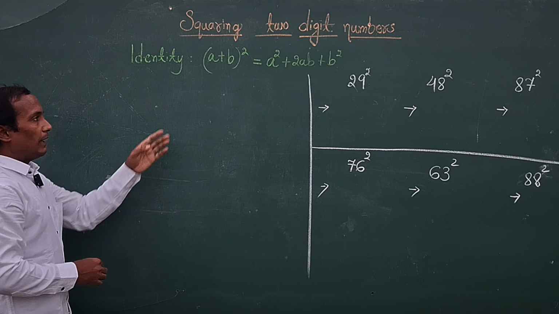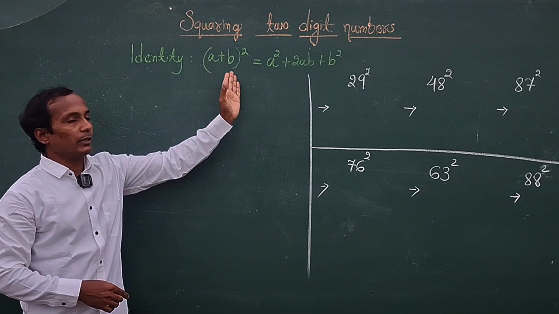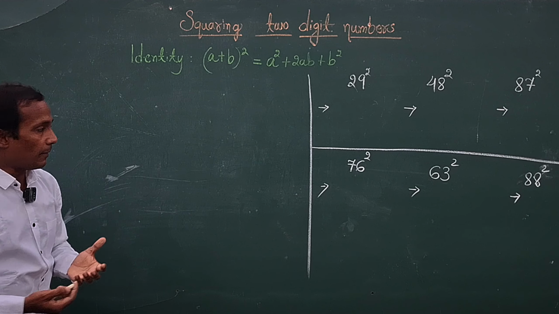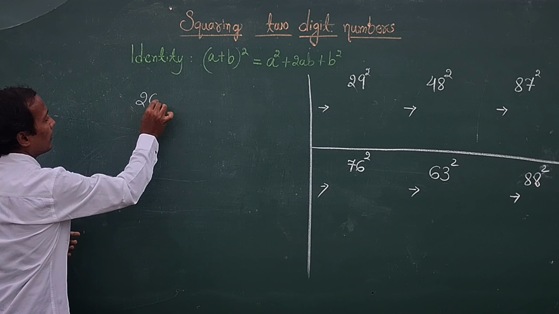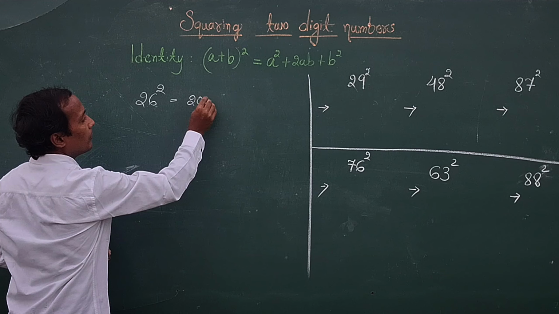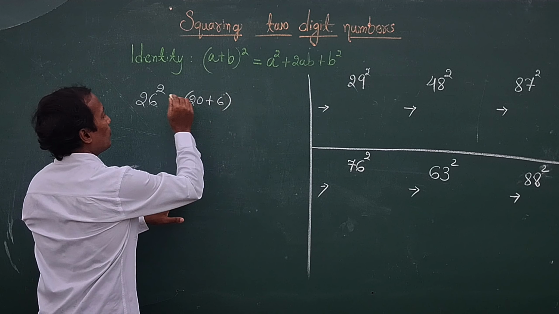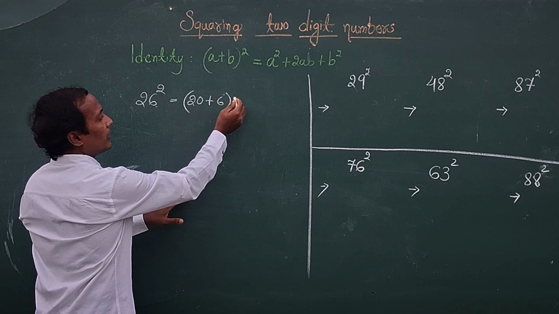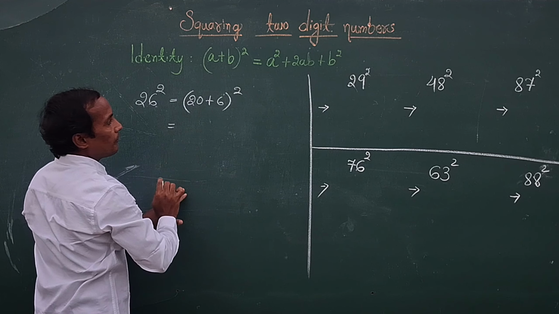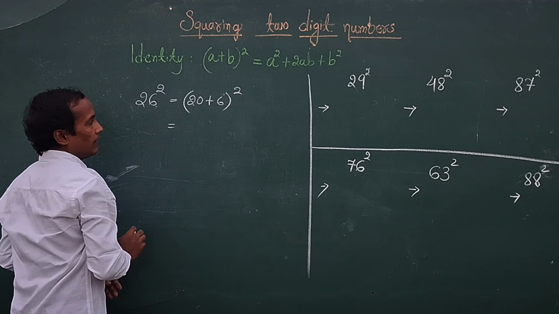Now I will apply the identity (a plus b) whole square is equal to a square plus 2ab plus b square to find the square of two-digit numbers. Let me take for example 26. 26 square. I can write 26 as 20 plus 6, correct? Now the square is there for 26, so for 20 plus 6 I will write the square. Now it falls under (a plus b) whole square. So (a plus b) whole square is a square plus 2ab plus b square, correct?